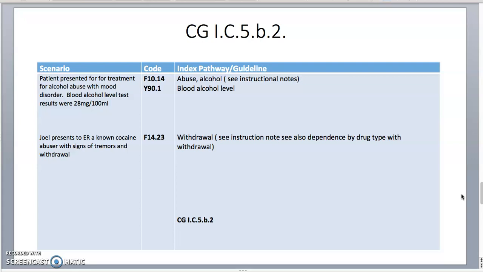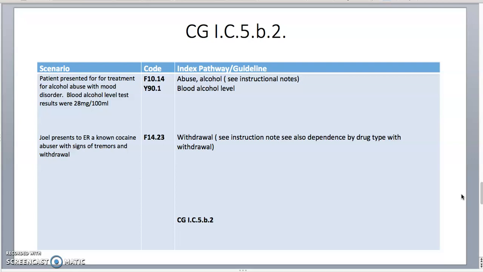And for coding the blood level, our coding path would be blood, alcohol level, and that code would be Y90.1. Our next scenario, Joel presented to ER. He's a known cocaine abuser with signs of tremors and withdrawal. Our code would be F14.23, and our coding path would be withdrawal.